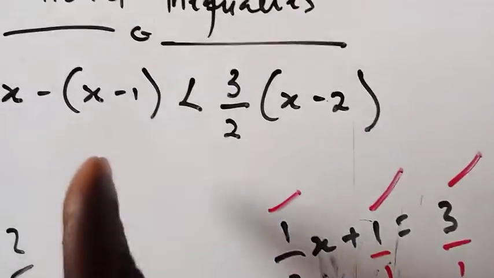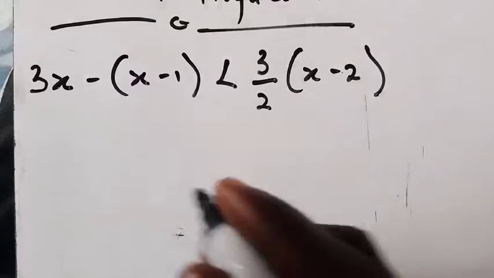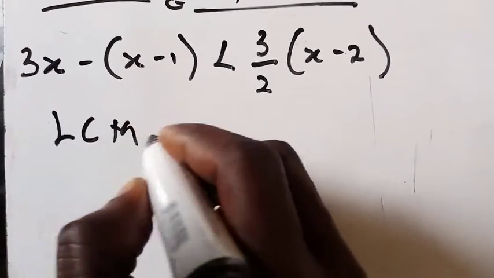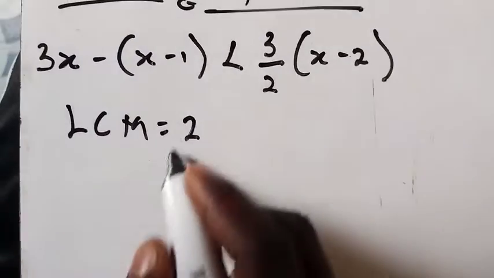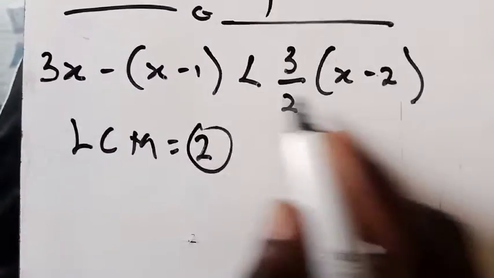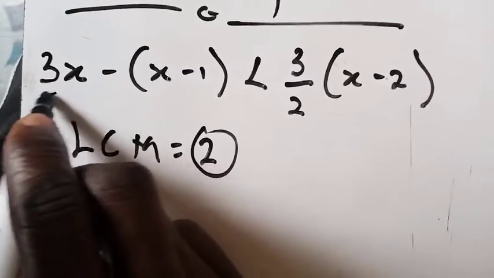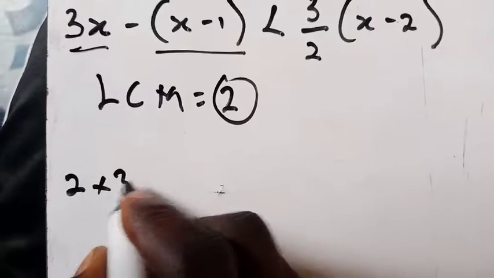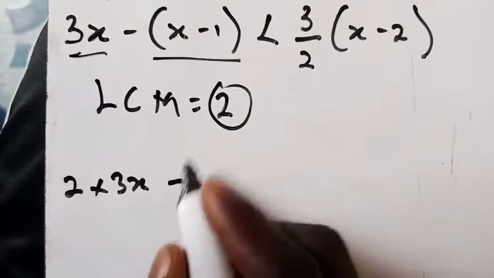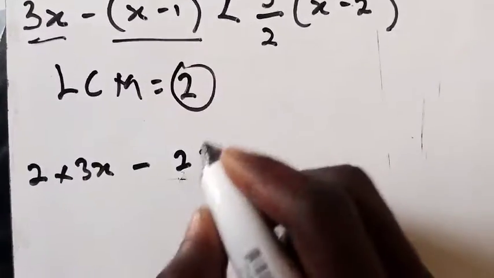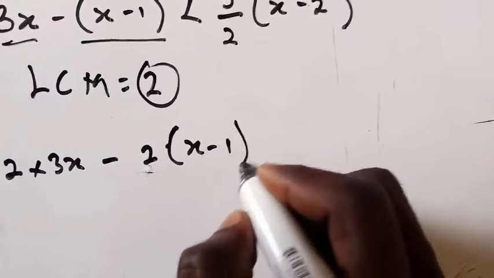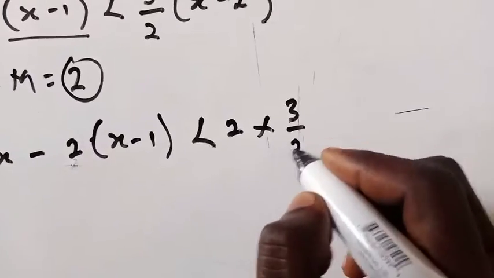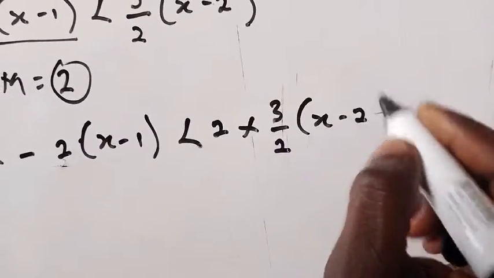Now let's get back to our question. In this case, the least common multiple here is 2, so we are going to use this 2 to multiply everything. On the left hand side, you have this term as well as this term, so we use the 2 to multiply the 3s here, and then minus, use the 2 to multiply everything. That will give us x minus 1, less than what? The 2 again multiplies 3 on 2 into bracket x minus 2.